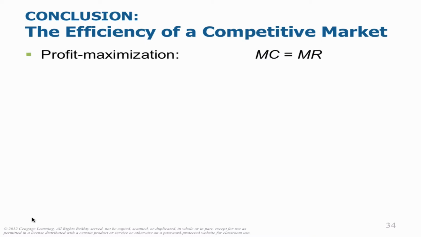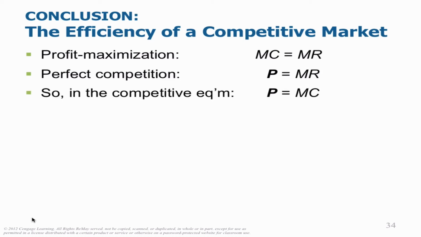Okay. Guys, if you were looking for crib notes for the quiz, you're about to get them, okay? Profit maximization is where marginal cost equals marginal revenue. Perfect competition is where price equals marginal revenue. So, at competitive equilibrium, price equals marginal cost. Pausing while you get that down.